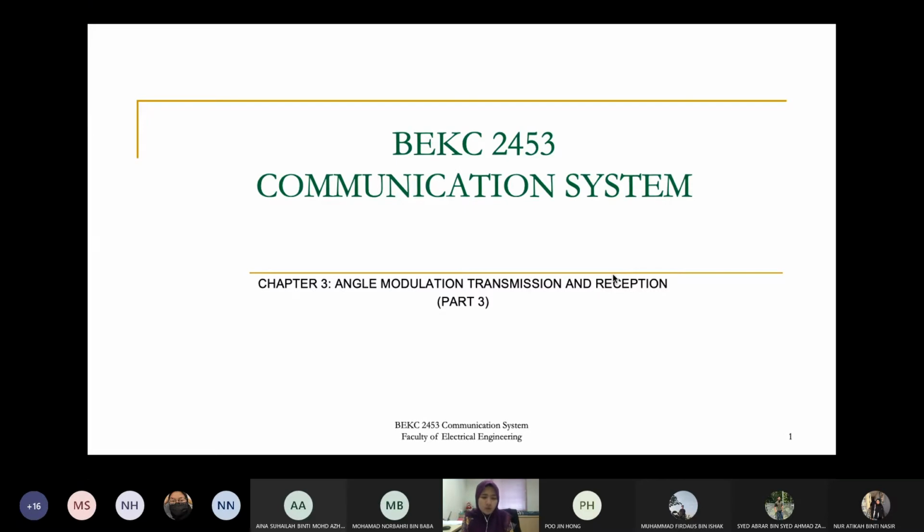Okay, so today we will continue with chapter 3, part 3. This is the final part for chapter 3. Today we will cover the application of angle modulation, which is the FM stereo. Then we will also cover the power measurement, which is how to calculate the total power in an angle modulation. And lastly, we will look into the advantages and disadvantages of angle modulation compared to amplitude modulation.